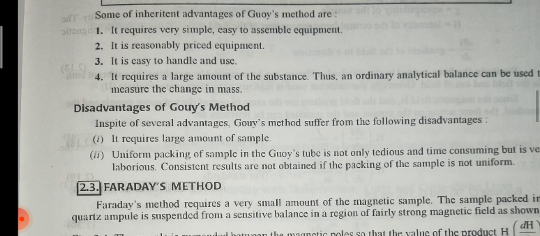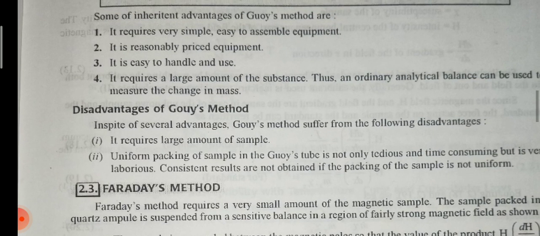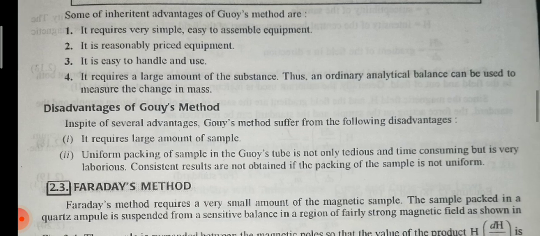Some of the inherent advantages of the Gouy method are: it requires very simple, easy to assemble equipment. It is reasonably priced equipment. It is easy to handle and use. It requires a large amount of substance. Thus, an ordinary analytical balance can be used to measure the change in mass.